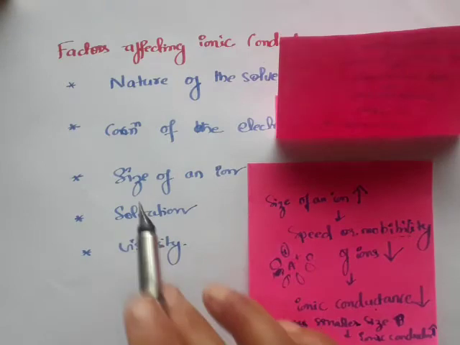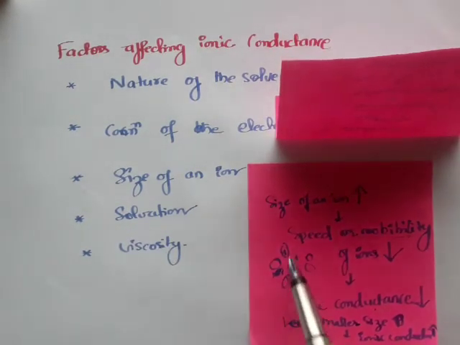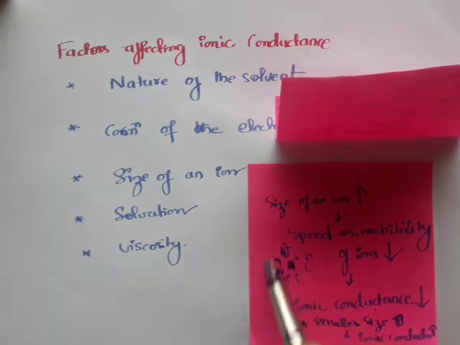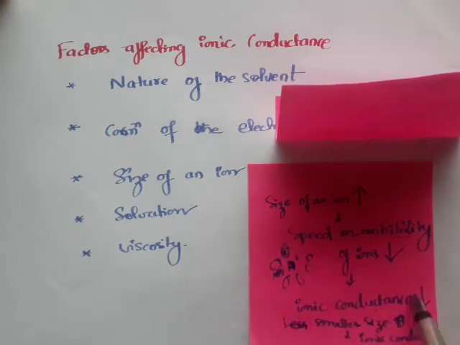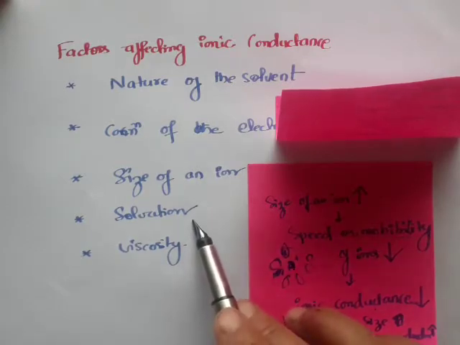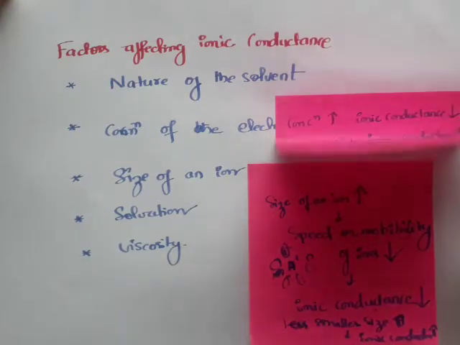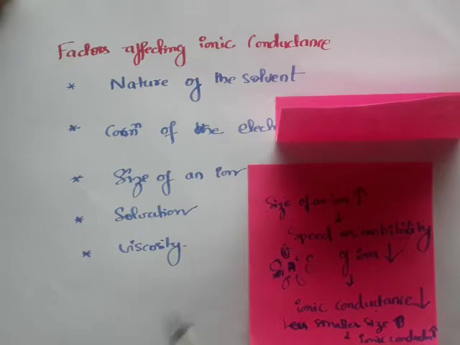Now this also depends on solvation. Whenever ions and solvent are there, if the solvent is polar, it might surround the ion, and because of that the size will increase. With an increase in size, the speed decreases and the ionic conductance decreases. So more solvation means lesser ionic conductance. Then it depends on the viscosity. The more viscous the solution, the lesser the speed of an ion and the lesser the ionic conductance.